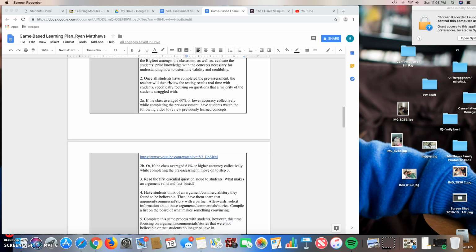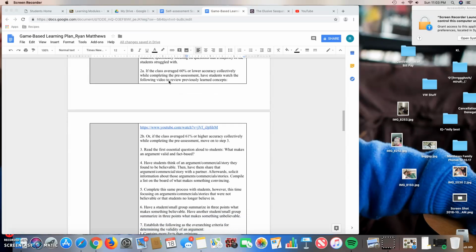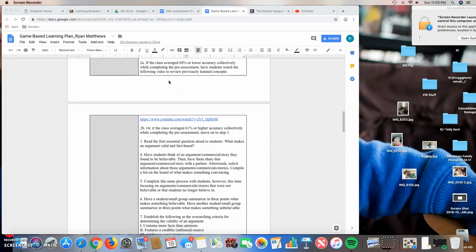So after the pre-assessment is taken, the teacher and the students will be able to, in real time, look at the data, look at what questions the students struggled with, what topics the students struggled with, and then see what the next step will be. To offer some sort of differentiation, there are two options.